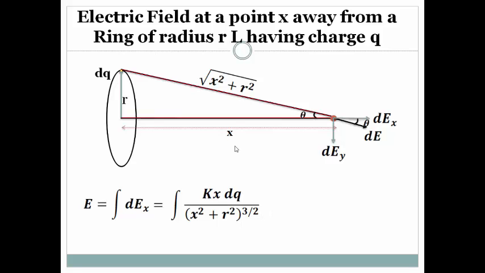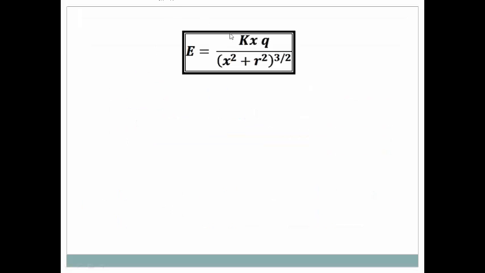Now here the distance between the center of the ring and the point of interest is constant. Radius of the ring is constant, k is constant. So the only thing you will integrate is dq, and obviously the integration of dq is nothing but q. So your final expression will be E equals kx q the whole upon x square plus r square raised to 3 by 2.